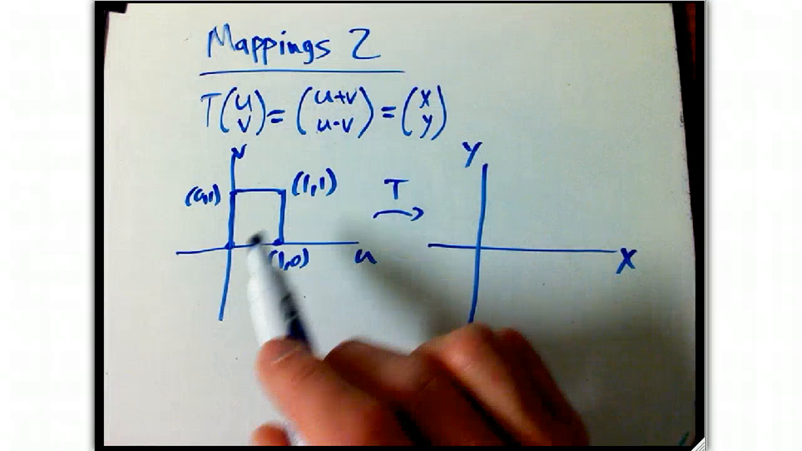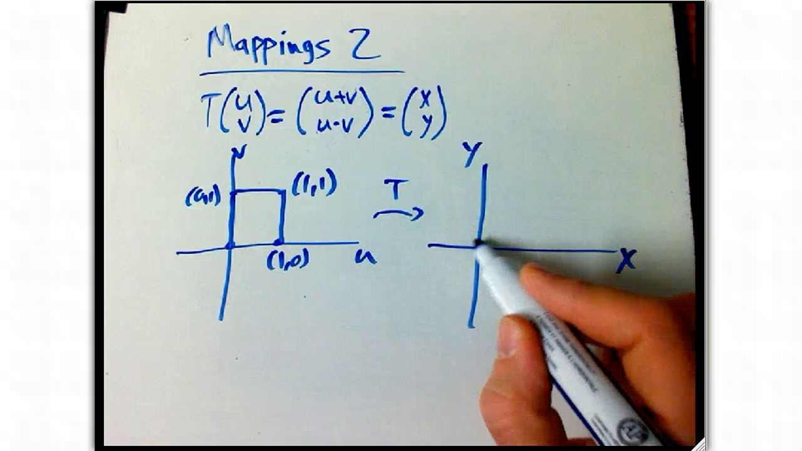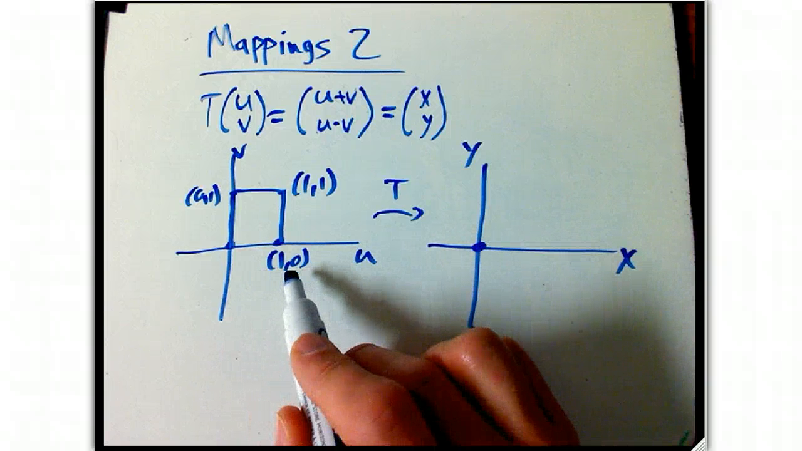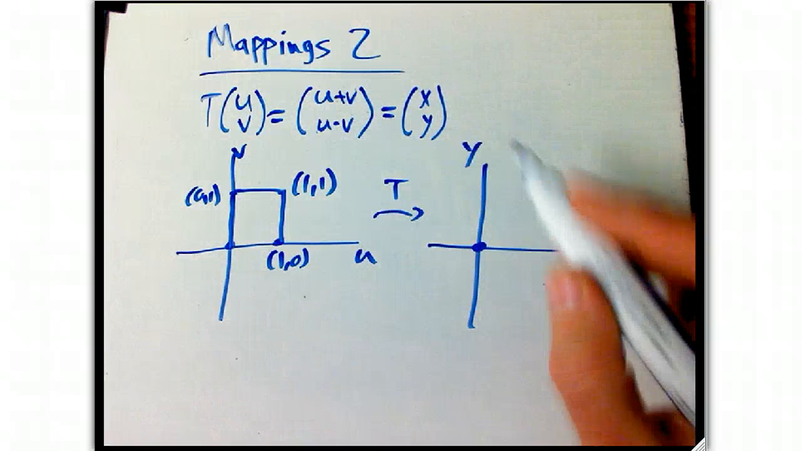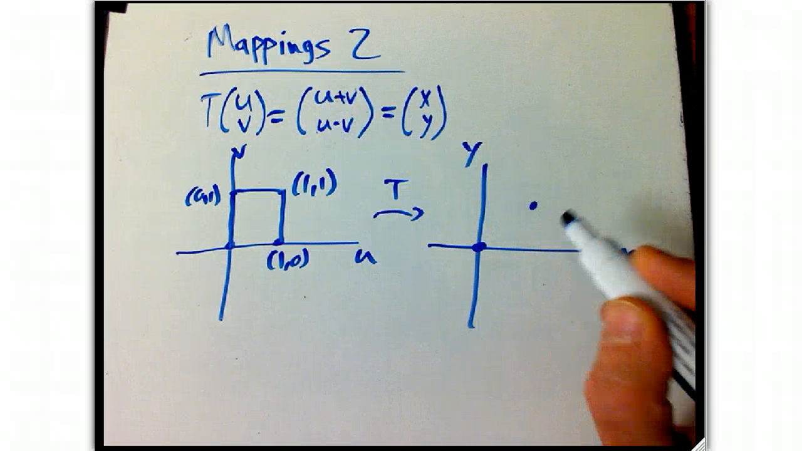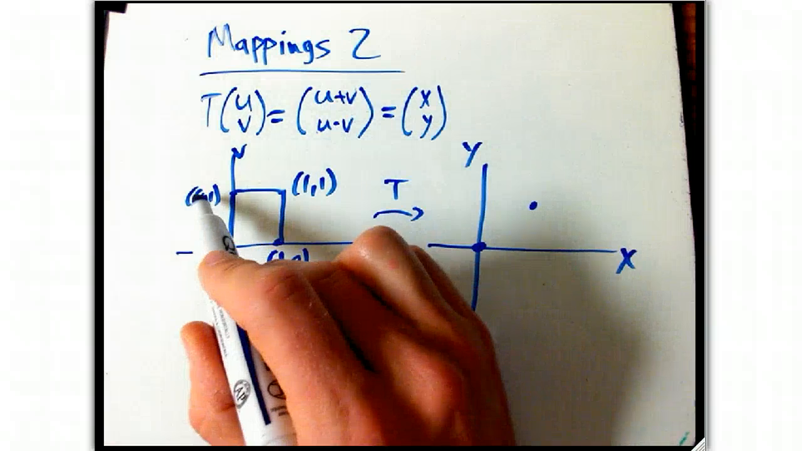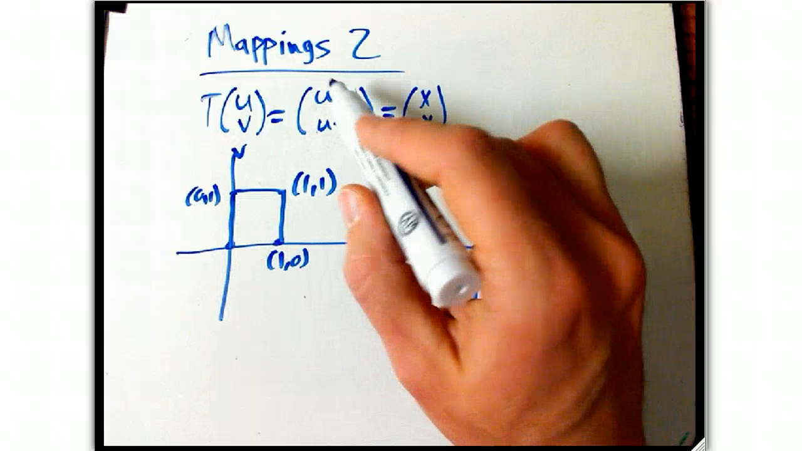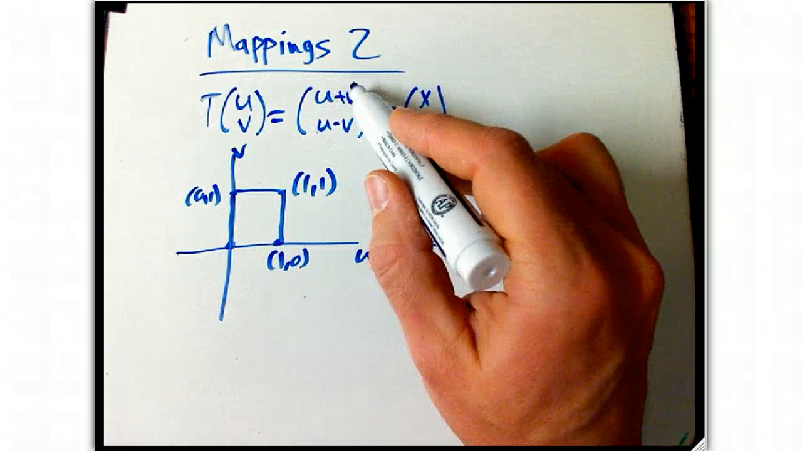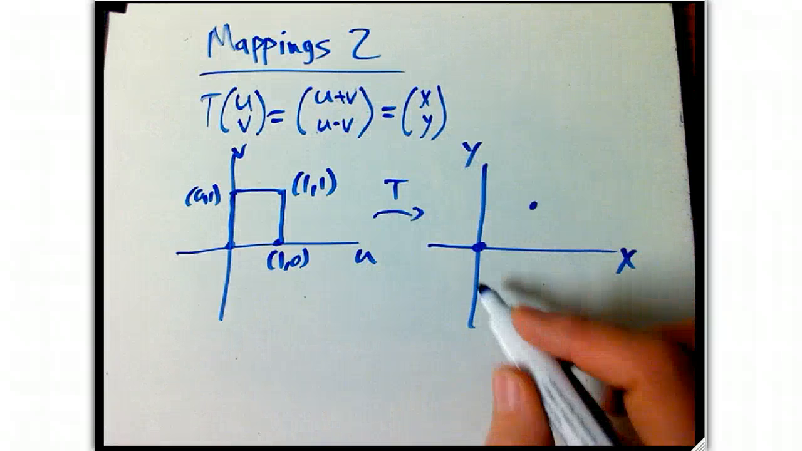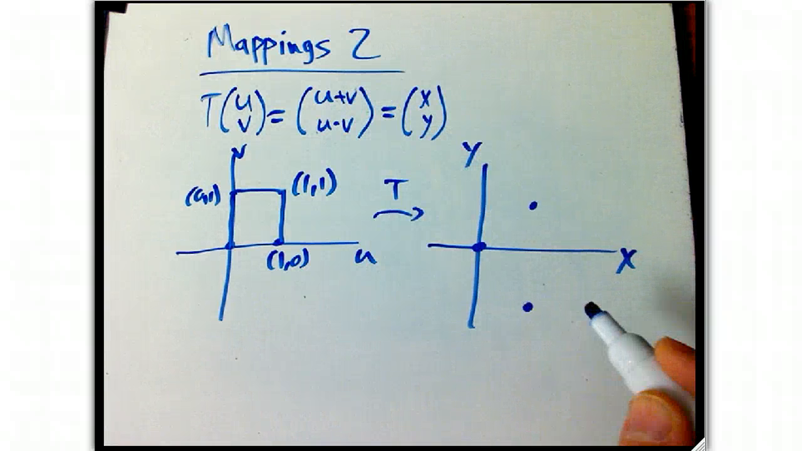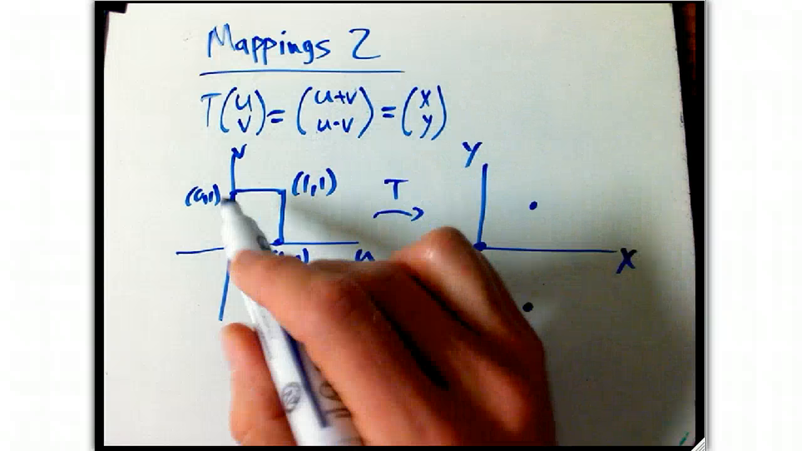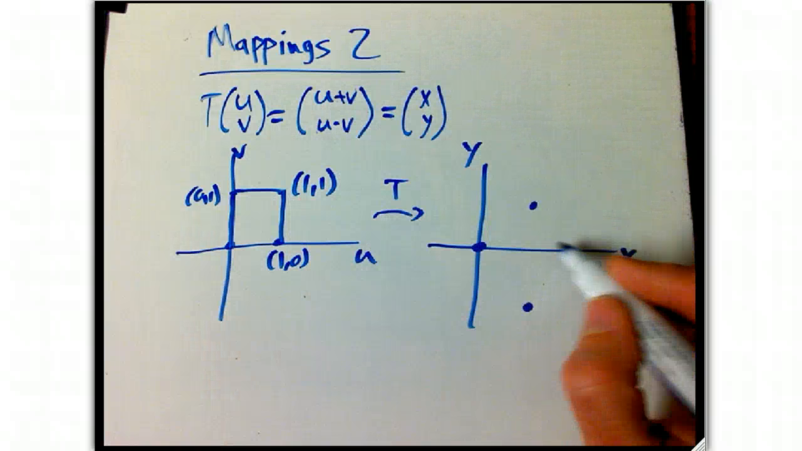Well, when we put in 0, 0, we get the origin. When we put in 1, 0, we get 1, 1. When we put in 0, 1, we get 1 comma minus 1. So that's going to be down here. I think that was one of my errors. And then when we put in 1, 1, we get 2 comma 0. So it's actually over here.